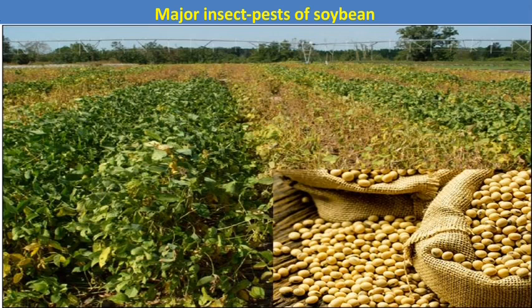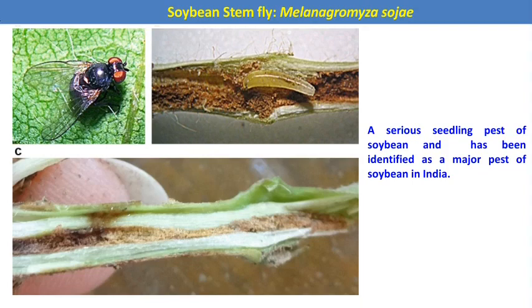In that, the first one is soybean. As we know, soybean is one of the major oilseed as well as pulse crops. So we should know about the different insect pest populations of soybean which cause damage to yield. In that, the first is the soybean stem fly. It is a very major pest of the soybean crop at the seedling stage.